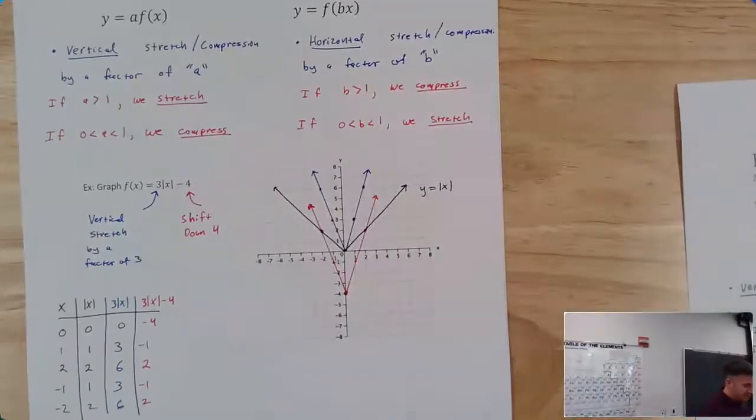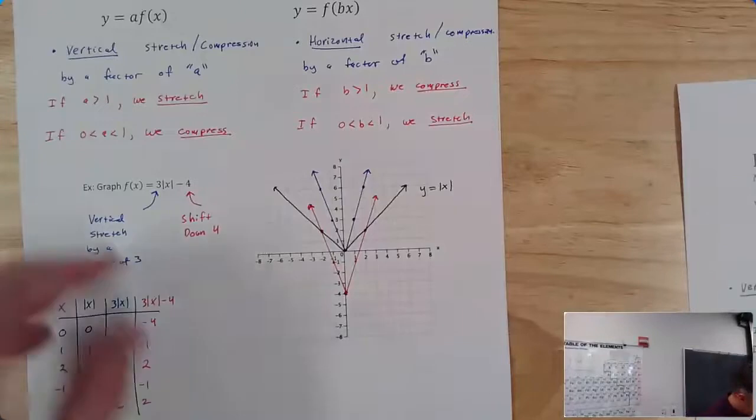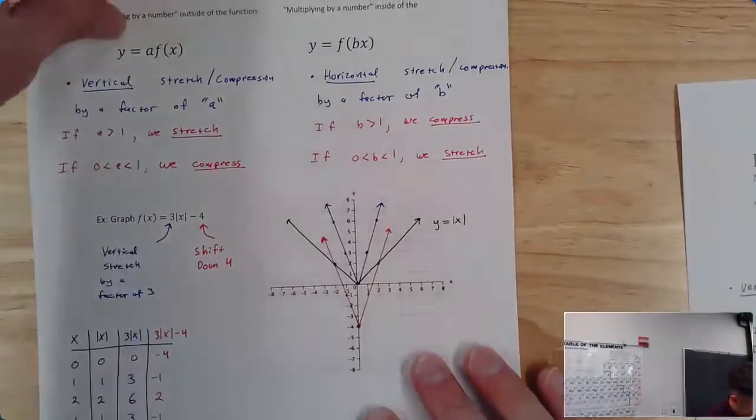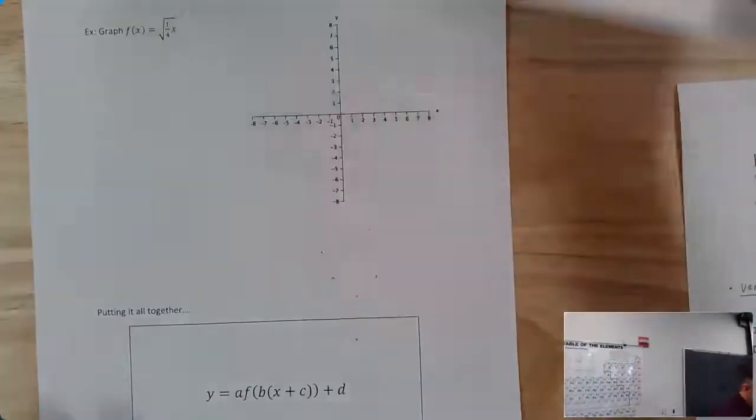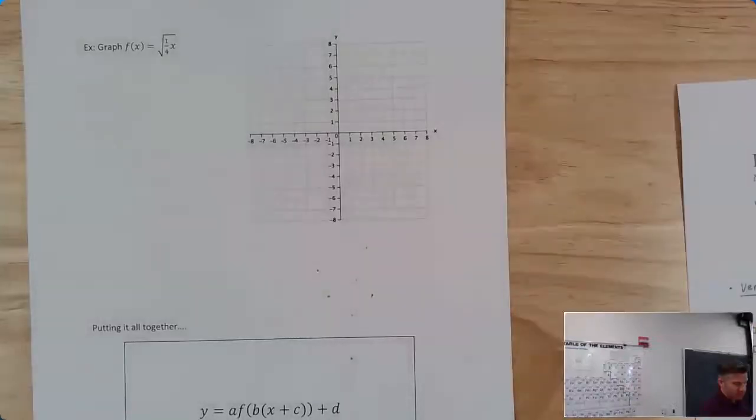Okay, just examples, examples, examples. Let's do some more examples. This is not my favorite example. We'll talk about it anyway. So here's why this isn't my favorite example. This multiplying by 1/4 on the inside.